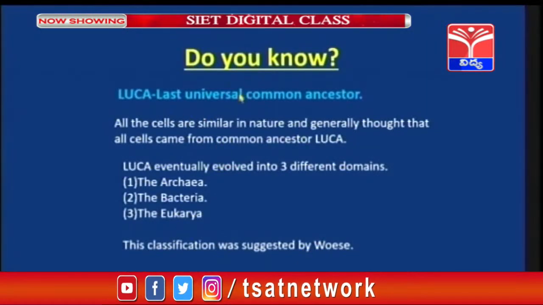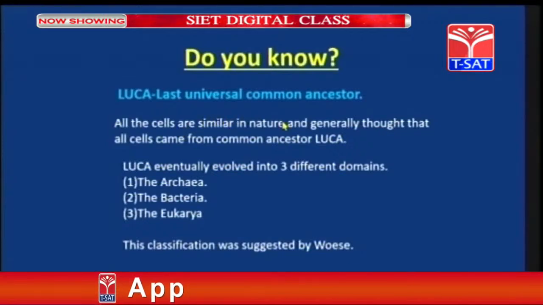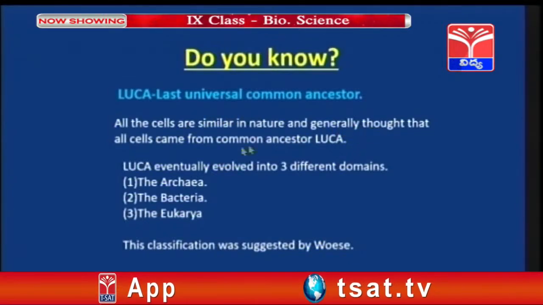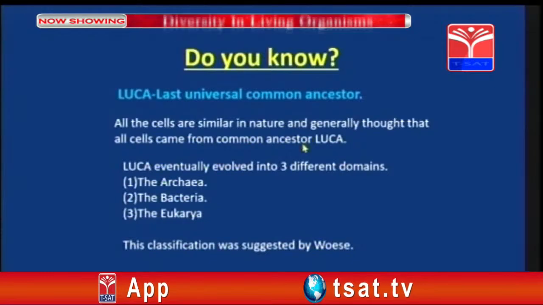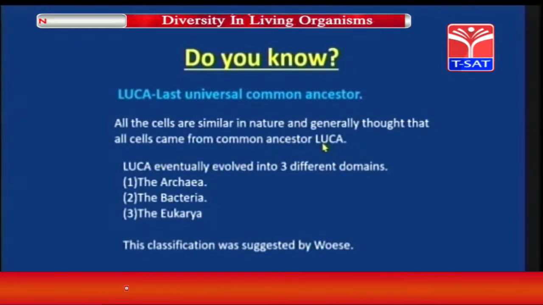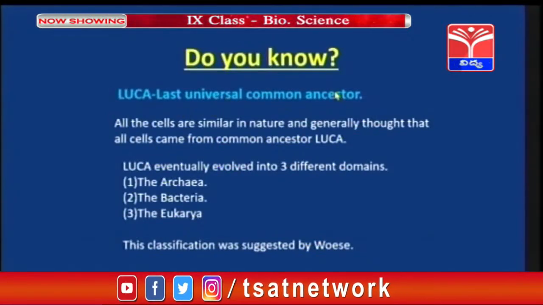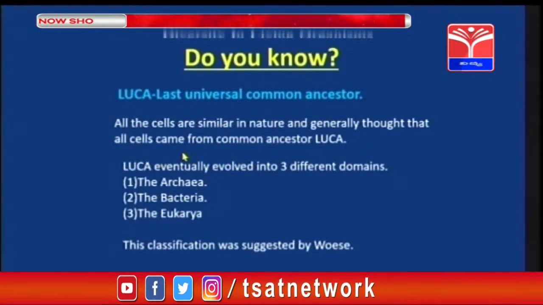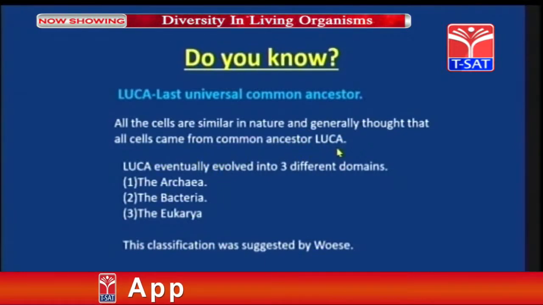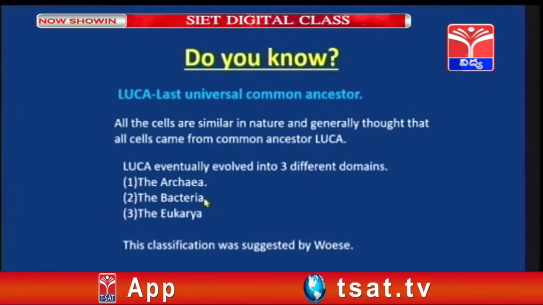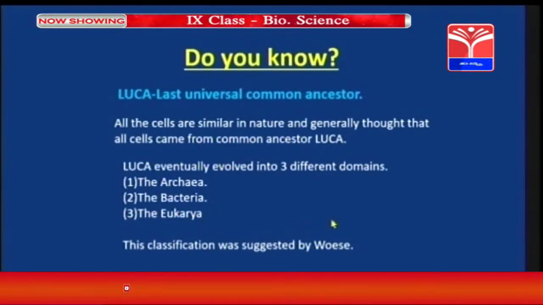So, what is this LUCA? All the cells are similar in nature and it is generally thought that all cells came from a common ancestor, that is LUCA. Yes children, as I told you, the cells have arisen from LUCA, the last universal common ancestor. And this LUCA has eventually evolved into 3 domains, that is archaea, bacteria, eukarya. And who discovered this LUCA? That is a scientist named Carl Woese.